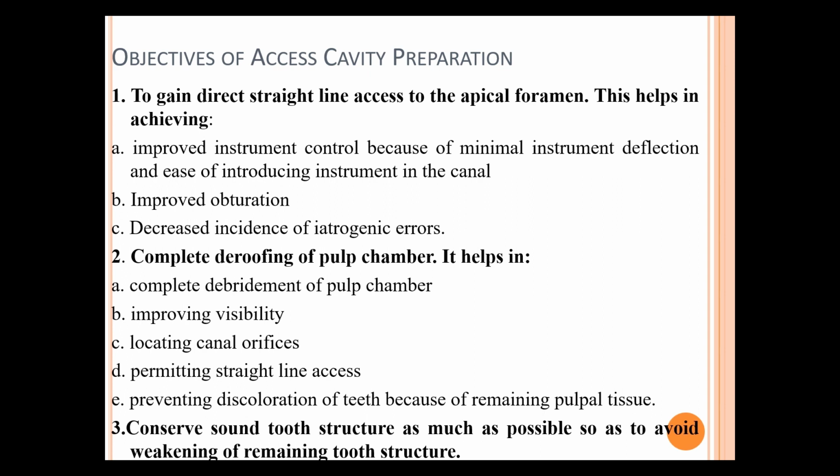Then, complete de-roofing of the pulp chamber. It helps in complete debridement of the pulp chamber, improving visibility, locating canal orifices, permitting straight line access, and preventing discoloration of teeth because of remaining pulpal tissue. Then third is to conserve sound tooth structure as much as possible so as to avoid weakening of the remaining tooth structure.